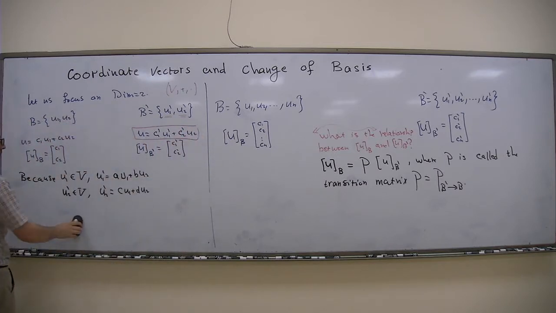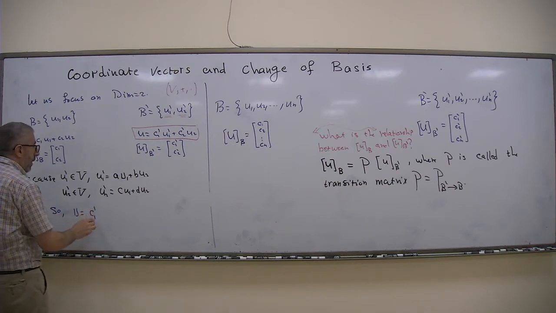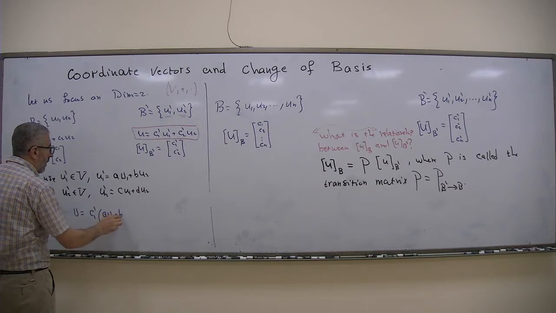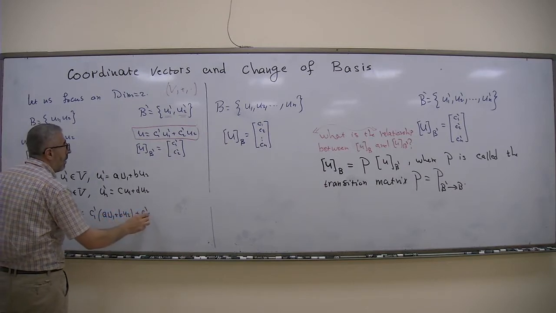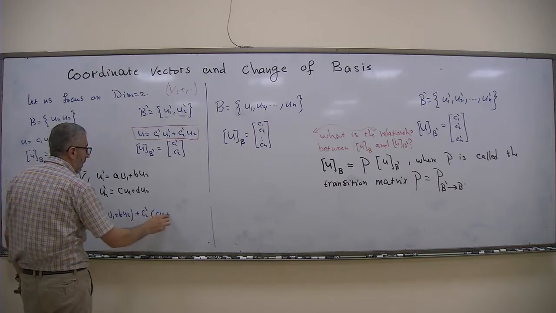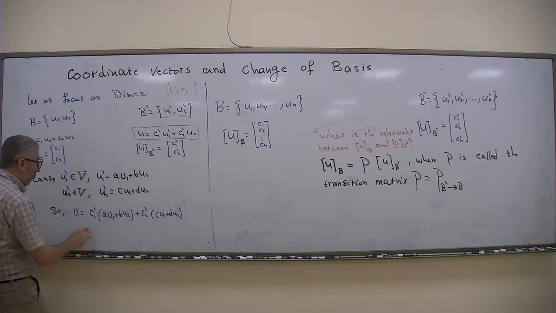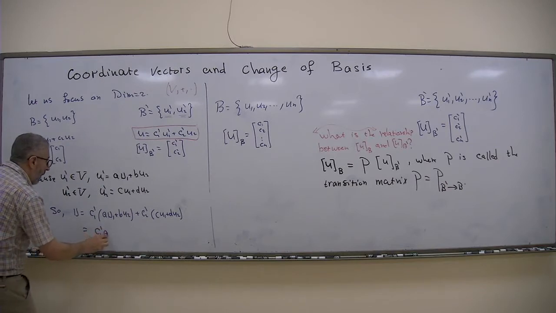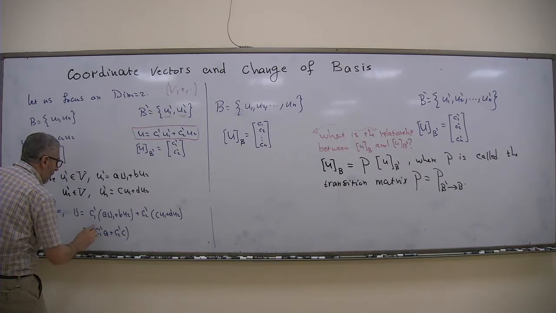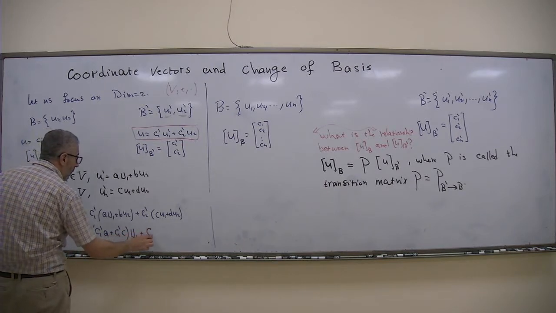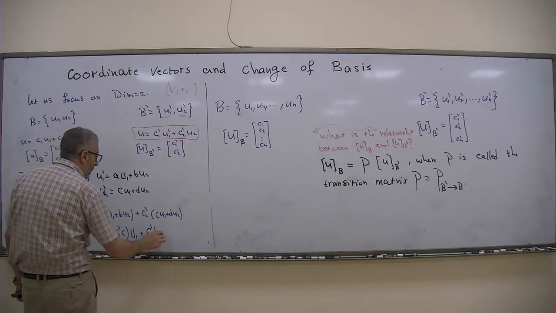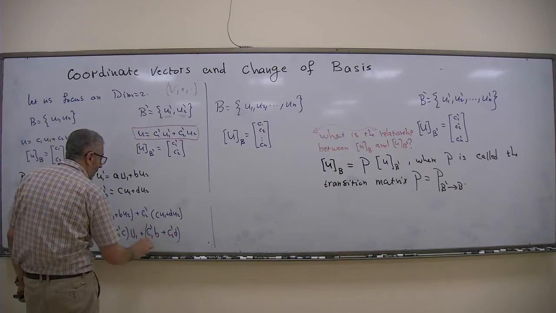So what are we going to get? We are going to get U is C1 prime multiplied by A U1 plus B U2, plus C2 prime multiplied by C U1 plus D U2. And rearranging the terms, you get (C1 prime A plus C2 prime C) multiplied by U1 plus (C1 prime B plus C2 prime D) multiplied by U2.